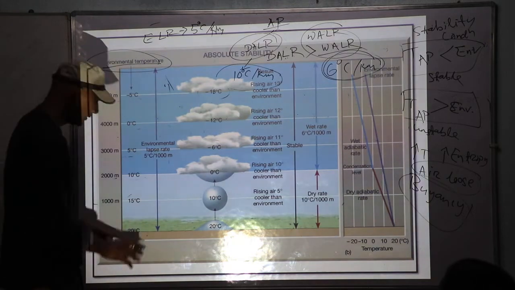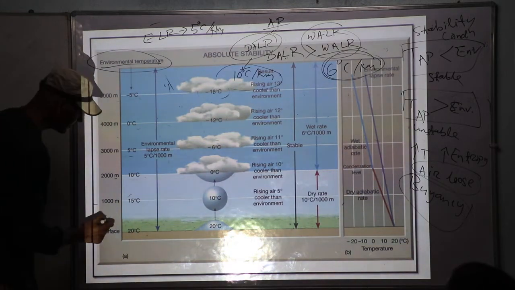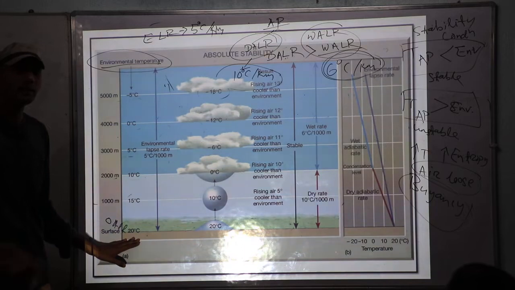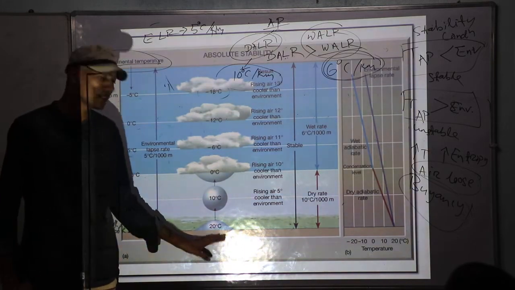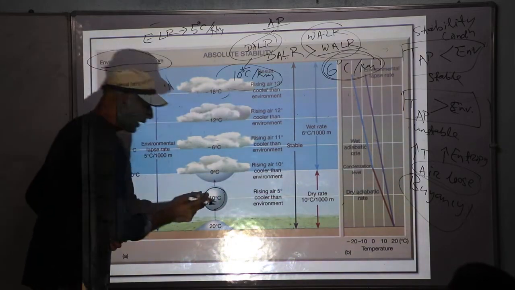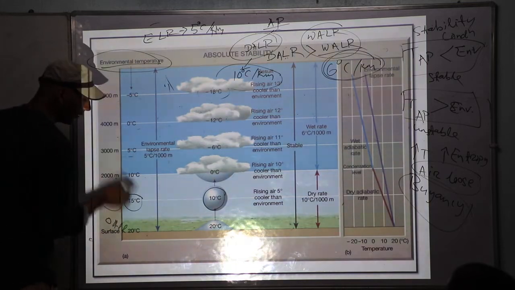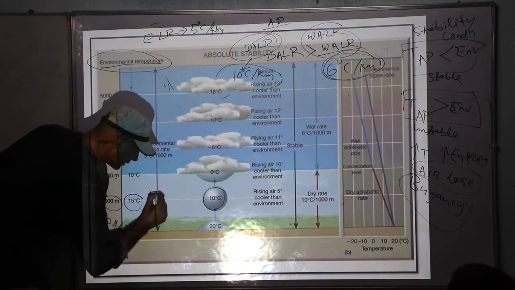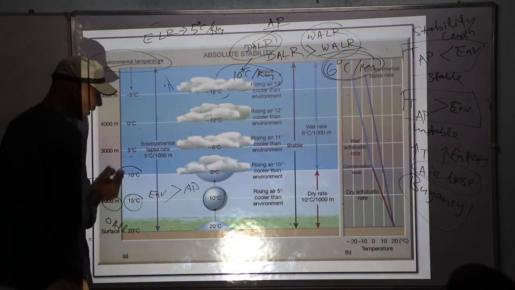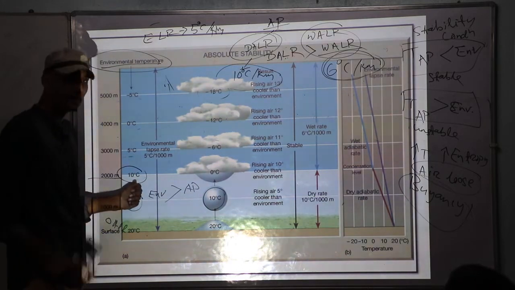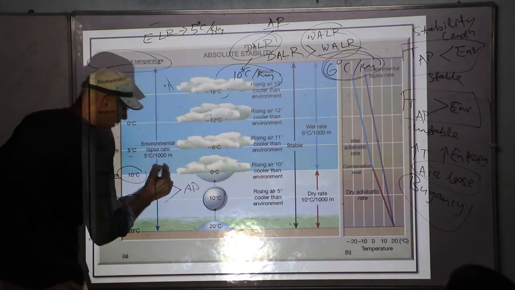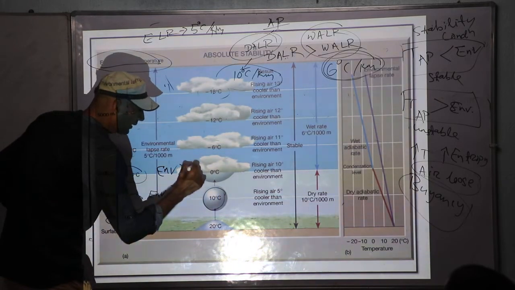You can see here the environment at zero height, near the surface, has a temperature of 20 degrees centigrade. That means the environment, the surroundings, and the air parcel have the same temperature of 20 degrees centigrade. At 1 kilometer height, the air parcel has a temperature of 10 degrees centigrade and the environment is at 15 degrees centigrade. That means the environment has a higher temperature than the air parcel. At 2 kilometer altitude, the atmosphere has 10 degrees centigrade temperature and the air parcel has 0 degrees centigrade. So here also the environment has a greater temperature than the air parcel.